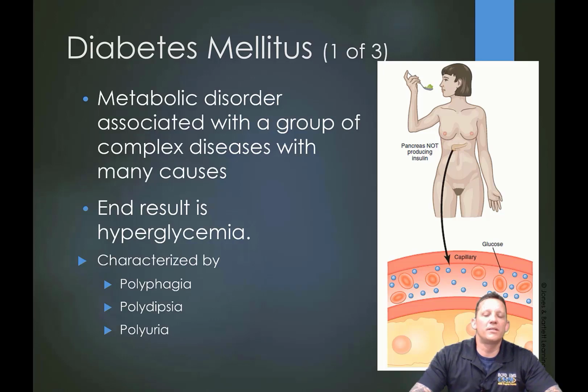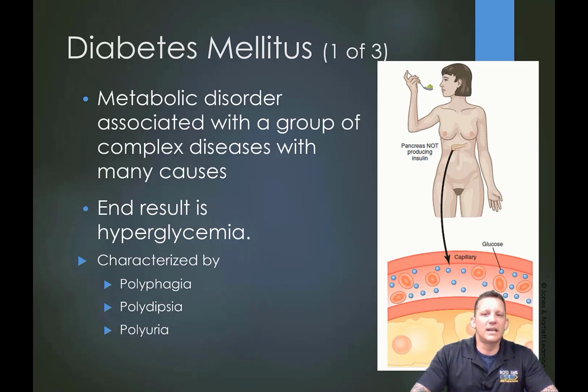Hyperglycemia is characterized by polyphagia, polydipsia, and polyuria, with polyphagia being an intense sensation of hunger. That's because the body feels like it's starving even if that person has eaten, because they're unable to get that nutrition or the glucose across to the cells, and so the cells start to panic because they're starving, and they're going to trigger that hunger response.